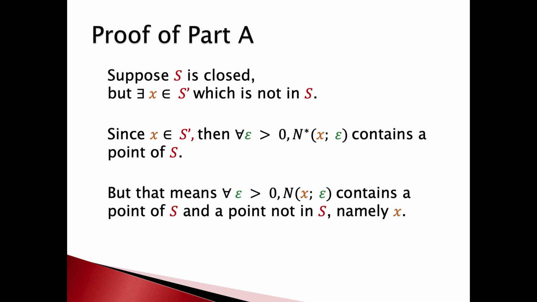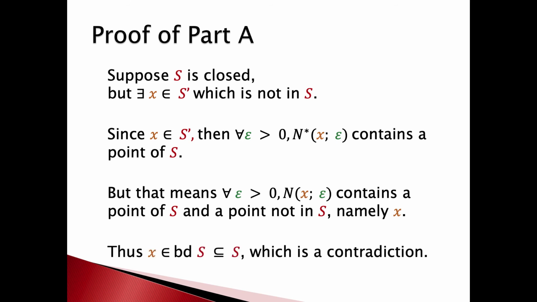Okay? So X has to be a boundary point, and we assumed that S was closed. That means the boundary is contained in S. There's my contradiction. So again, that's just one direction. Obviously, we could make this go the other direction by just putting the statements up there in the reverse order, and you could make the same proof go the other way.